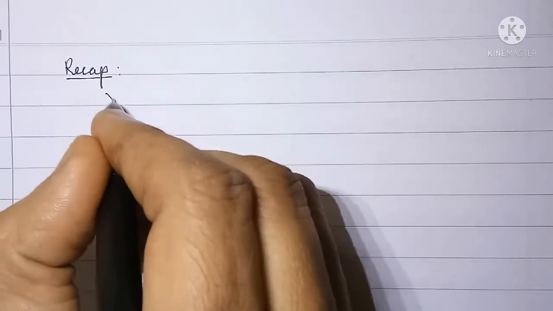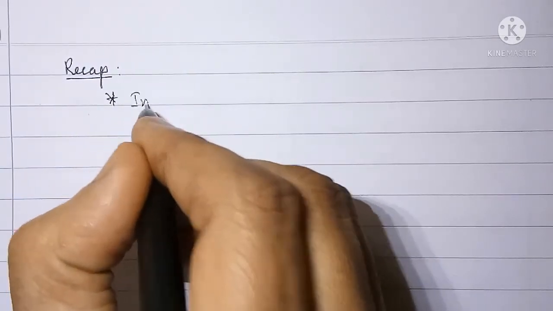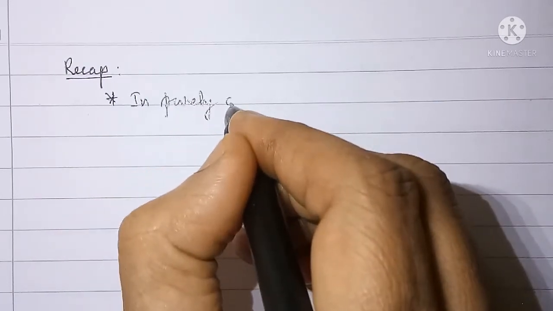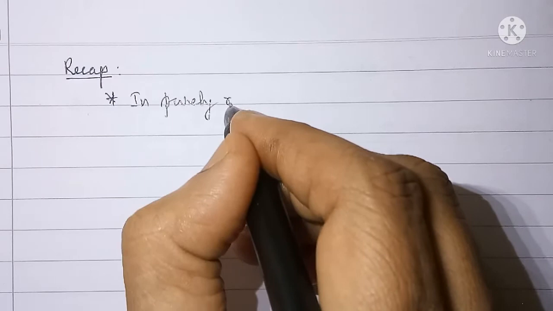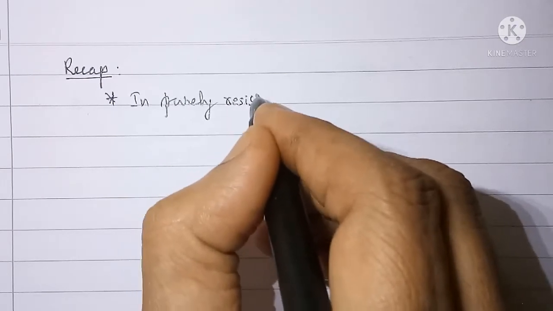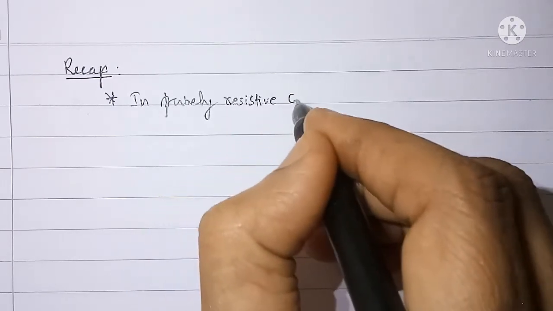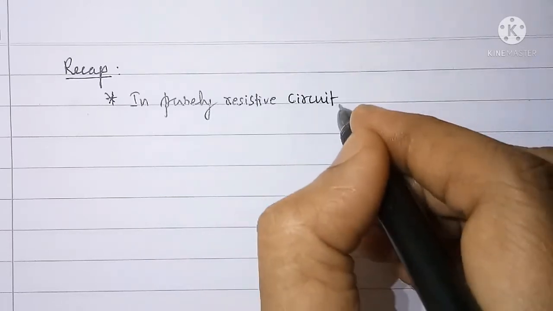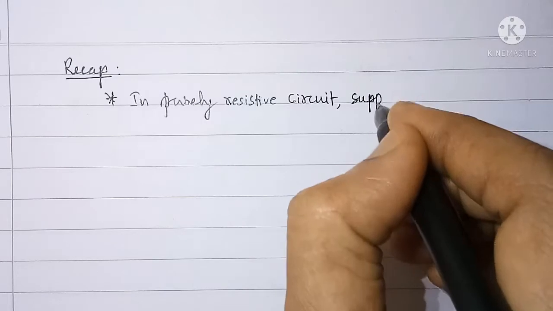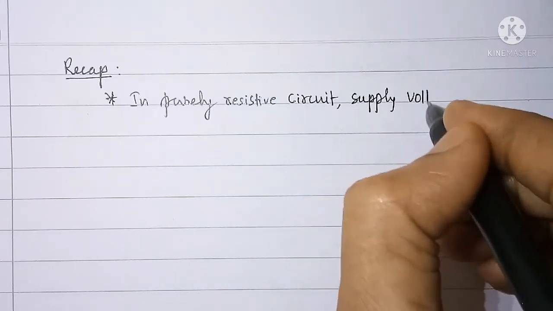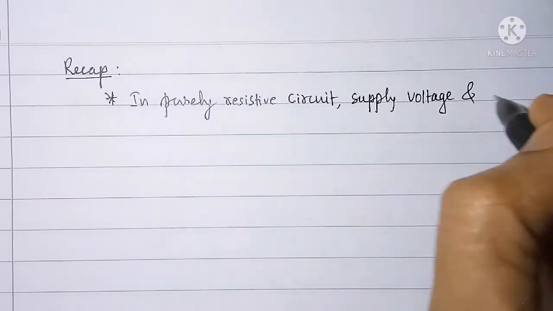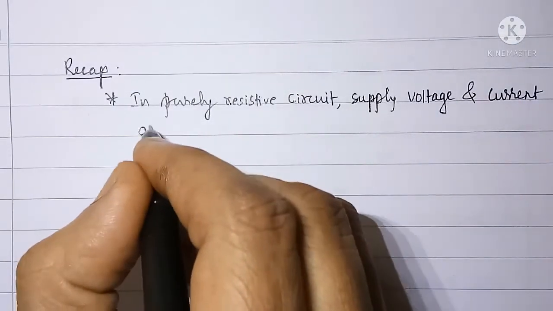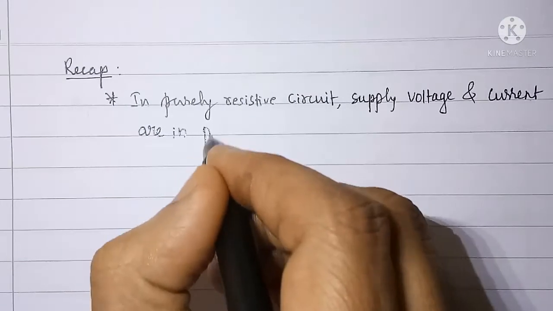Recap. In purely resistive circuit, supply voltage and current are in phase.